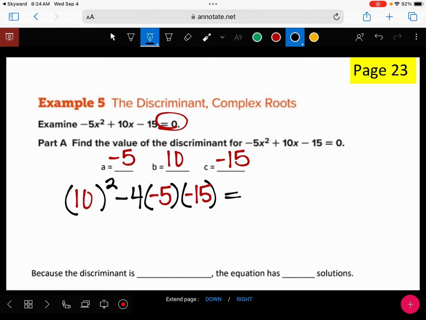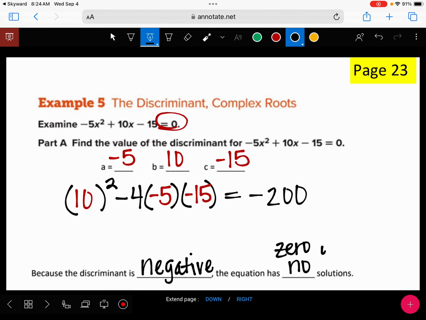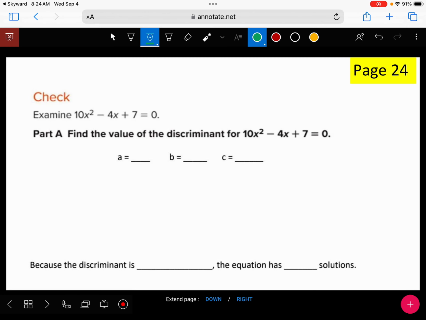Okay. So this time we got a number that is negative. When it's negative, what does that mean? How many solutions do we have? Zero. We have no solution, or you could say zero solutions. This graph does not ever cross the x-axis. That's what it looks like. Something like that. All right, let's look at our next one.